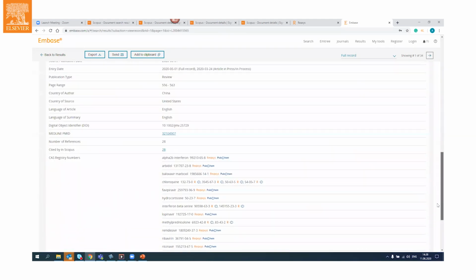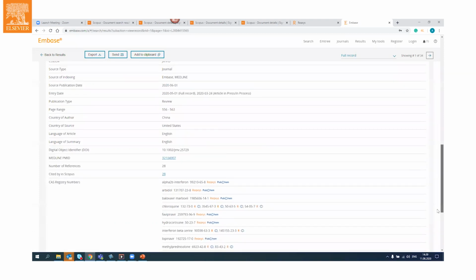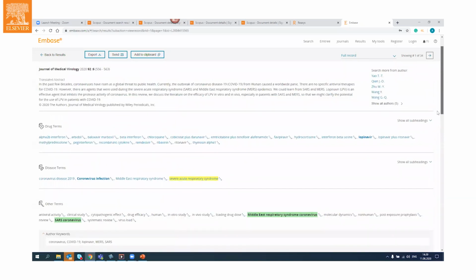In addition to that, I advise you to scroll down. Often, if there were any clinical trials discussed in the article, you can see the clinical trial numbers over there. Clinical trial numbers, so you can directly refer to them. What also is possible in this unique interface.